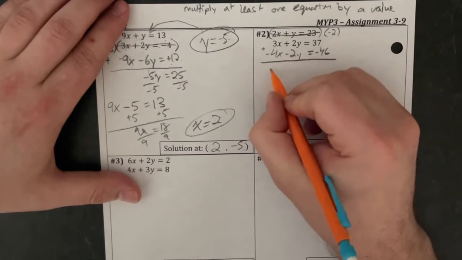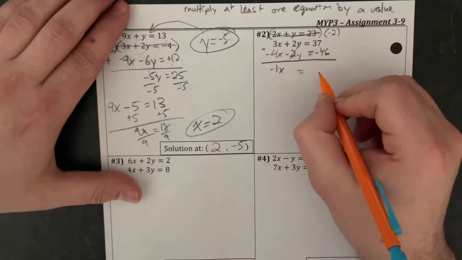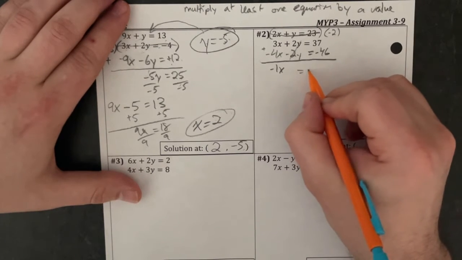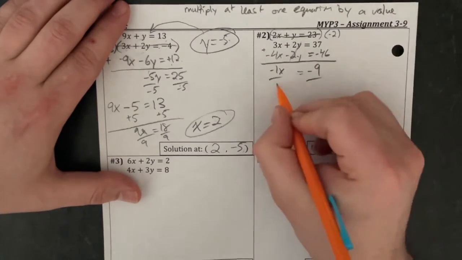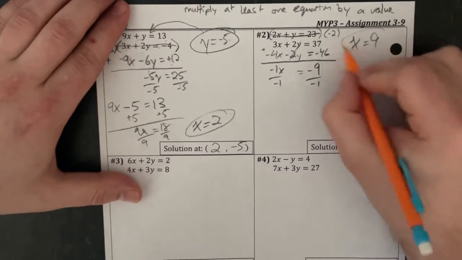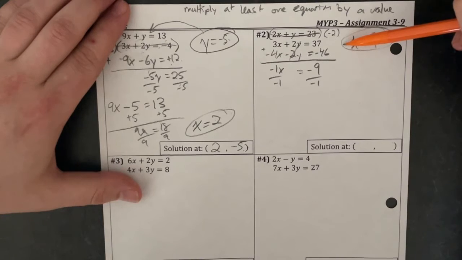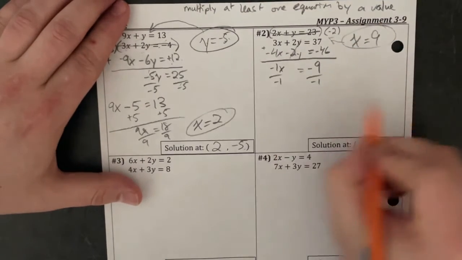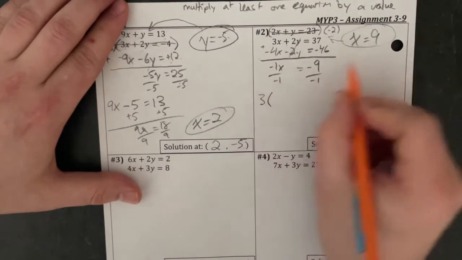So I have negative 1x, the y's cancel out, and I have negative 9. That just means divide both sides by the coefficient of negative 1. X is going to be positive 9. So that means I can take that value of x and plug it into your equation. Let's rewrite this second equation. I have 3 times x, which is going to be 9.